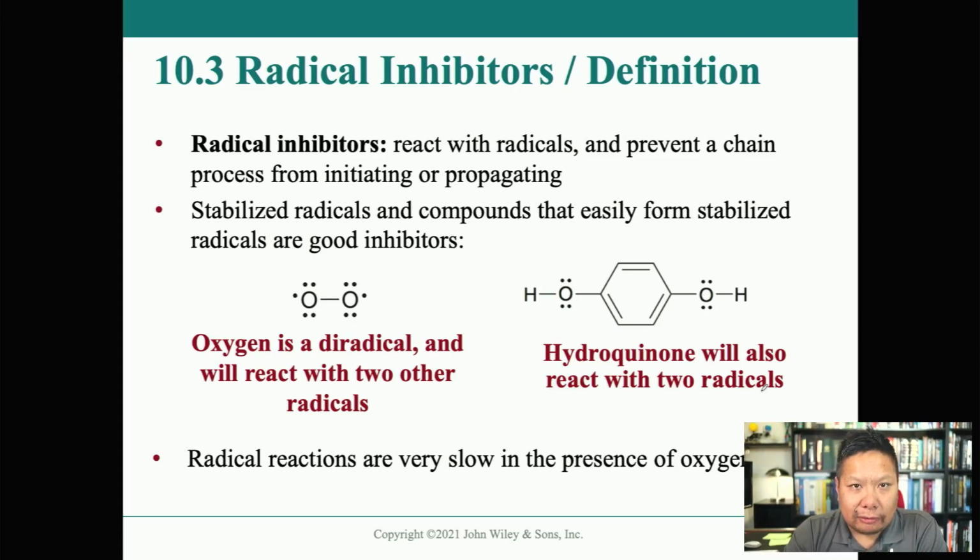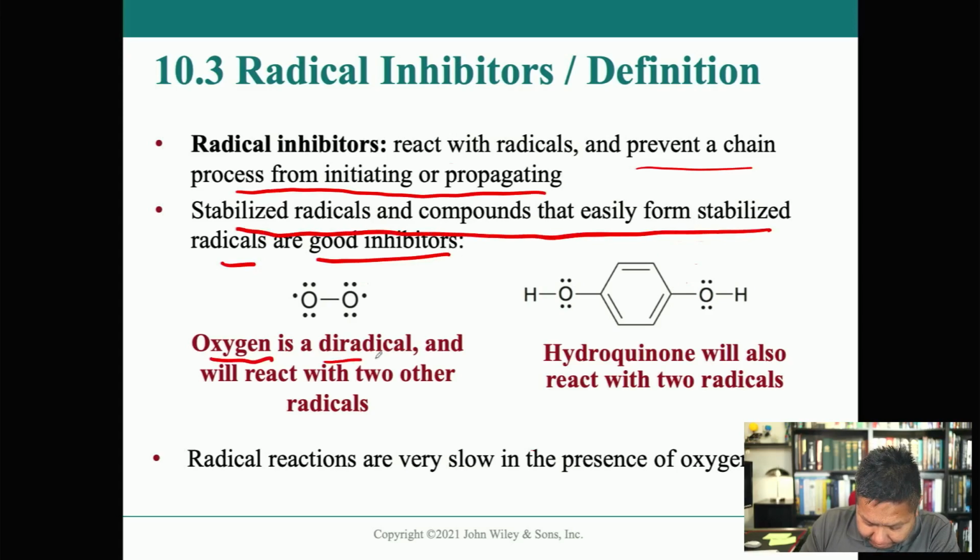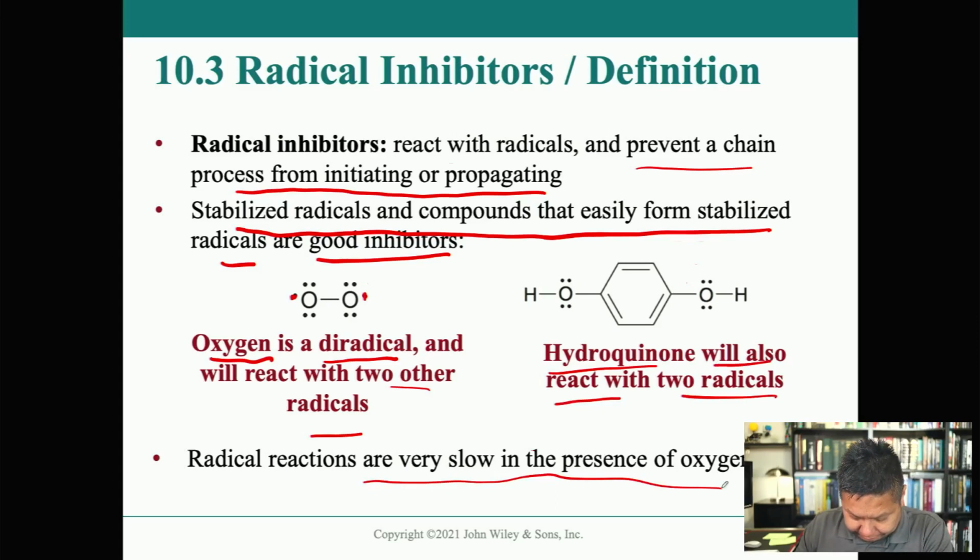So you can also have radical inhibitors, right? And what they do is they react with radicals and prevent a chain process from initiating or propagating. Stabilized radicals and compounds that easily form stabilized radicals are really good inhibitors. So, for example, oxygen is a diradical, because it has one radical on one oxygen, one radical on the other oxygen, and it will react with two other radicals. And the hydroquinone will also react with two radicals. Radical reactions are very slow in the presence of oxygen. Just a fact to know.